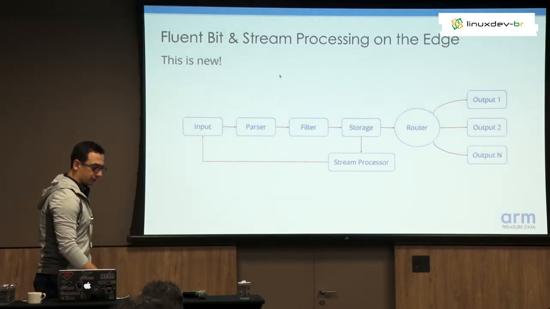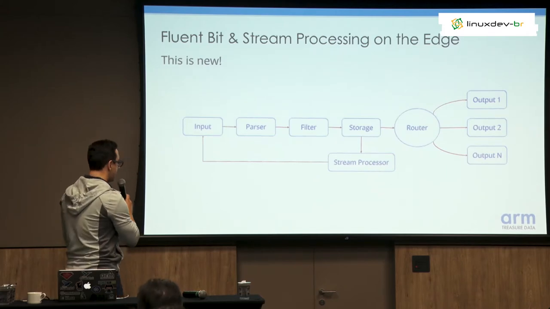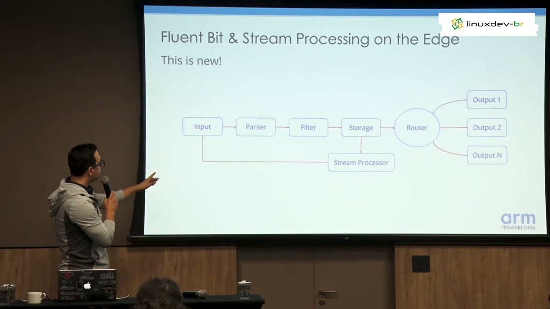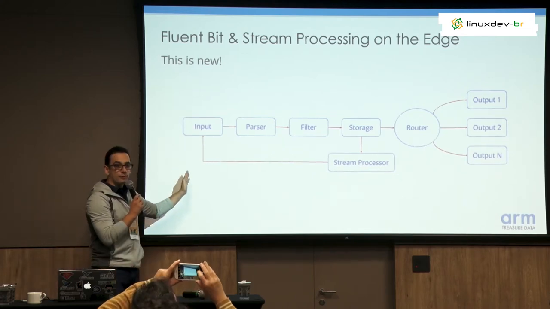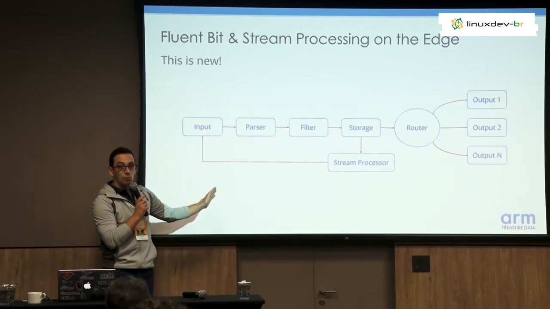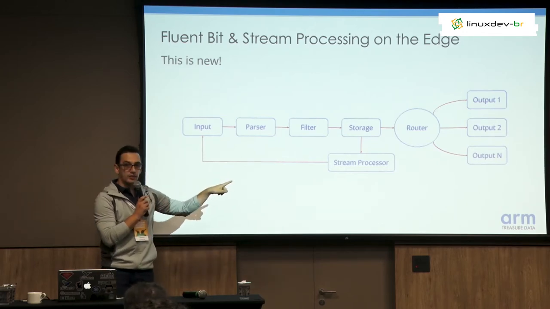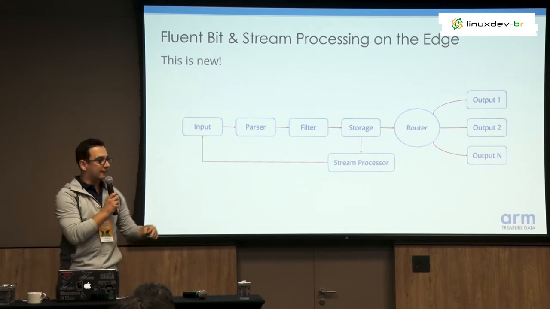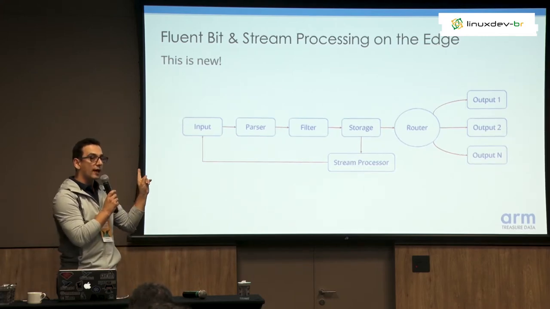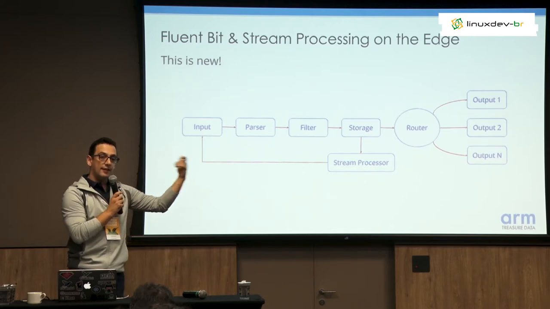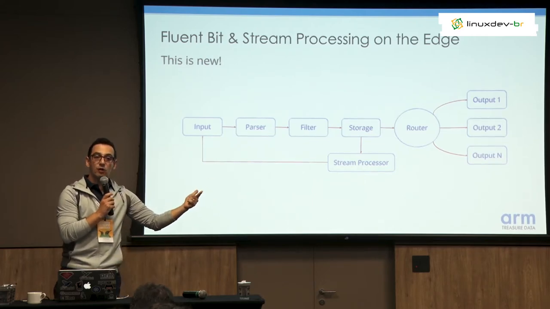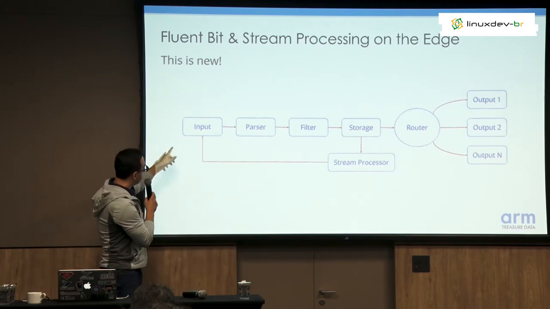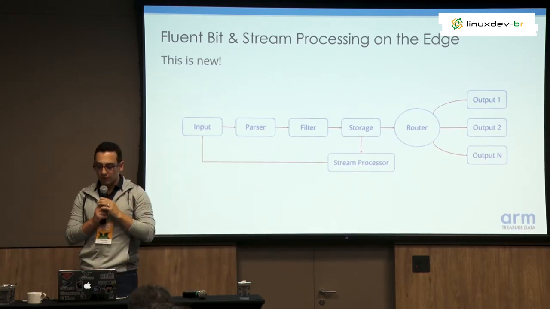So the stream processor runs after the storage phase that we saw in the architecture some minutes ago. We got the data from the input for the files, the data was parsed, was filtered, and hit the storage. That's the specific point where the stream processor runs. And at that moment, it decides if the data will be routed out to any output destination, like Elastic or standard output, or just ingested as a new stream of data as part of the same pipeline, as part of the same input.